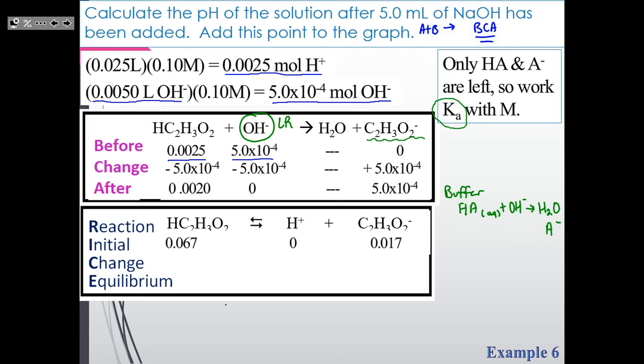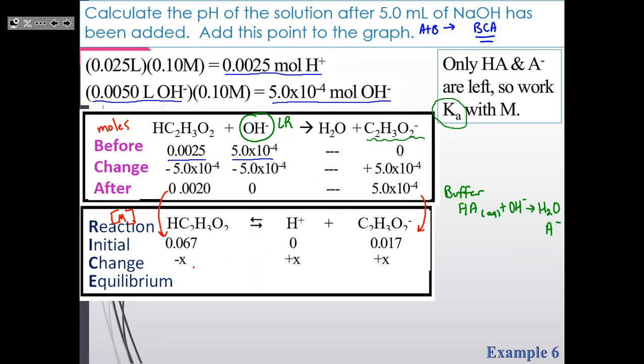So let's go ahead and plug in our values. Now, remember, rice tables work with concentration while BCA works with moles. So make sure you're dividing moles by liters. And we didn't show that work here. We took 0.002, divided it by 0.067. 0 for the H plus. And then we took this and divided it by the liters of solution, which was 5 milliliters.